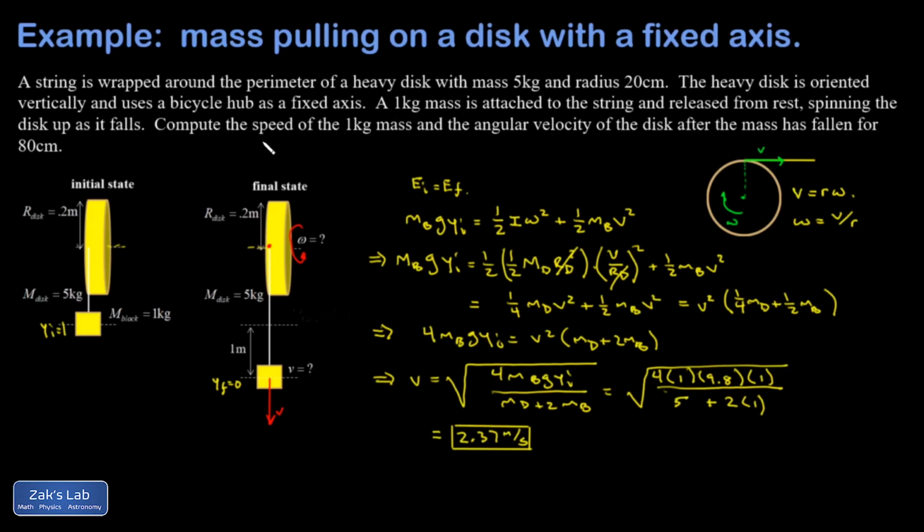Now that's just part of the answer. I wanted the speed of the 1 kilogram mass. I also want the angular velocity of that disk. So I'm going to go back and use omega equals v over r to get that. So that's 2.37 over 0.2, which gives me 11.8 radians per second.